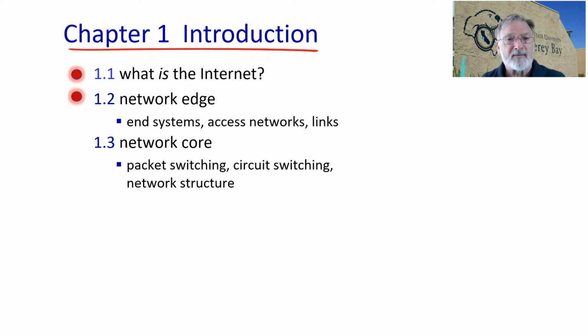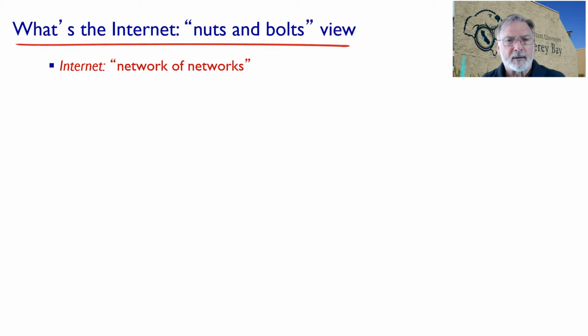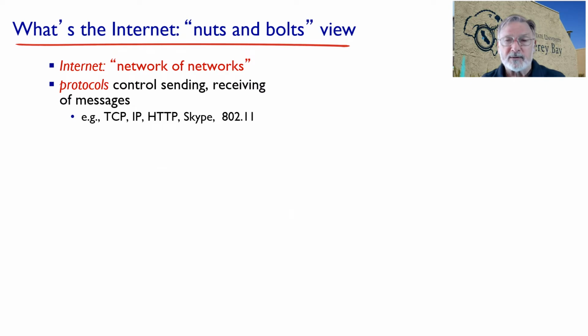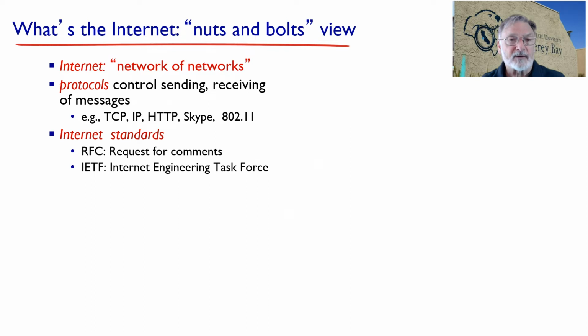We will start by defining what the network core and the network edge are. And we will learn about the hardware nuts and bolts, such as link layer switches and routers. We'll touch on network protocols, data transmission, and propagation. We will also briefly discuss standards, such as what is an RFC and what is the IETF.